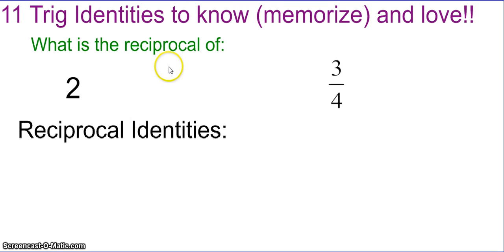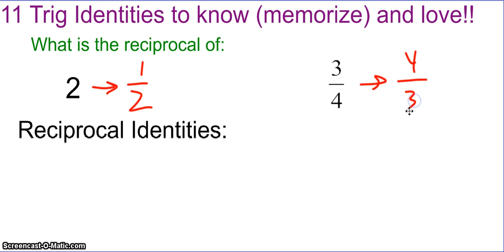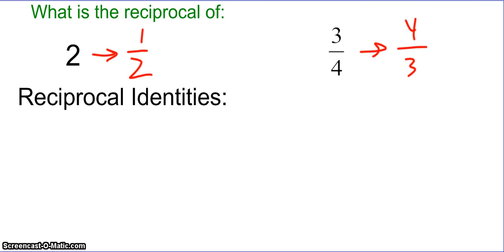Alright, now we're going to get to our 11 trig identities that we want to memorize. So first we're going to talk about the reciprocal identities. There are 6 reciprocal identities. Well, we need to make sure we understand what is a reciprocal. And remember, a reciprocal is similar to a multiplicative inverse. So what is going to make this 1 if I multiply it by something? So the reciprocal of 2 is 1/2. The reciprocal of 3/4 is 4/3. Okay, good. We've all got that.